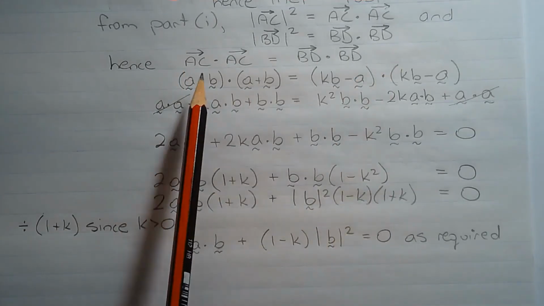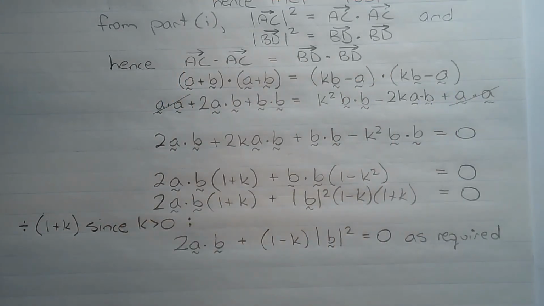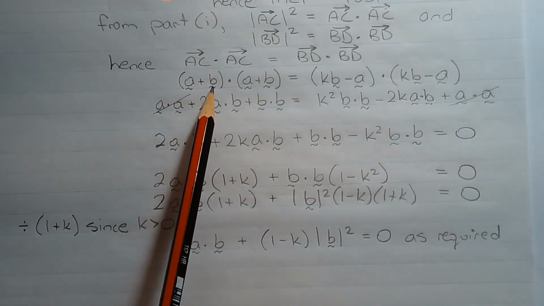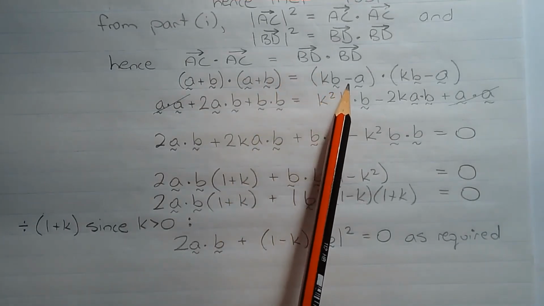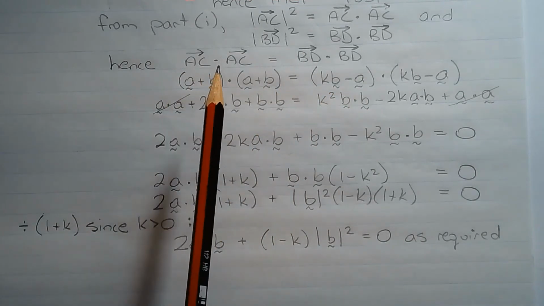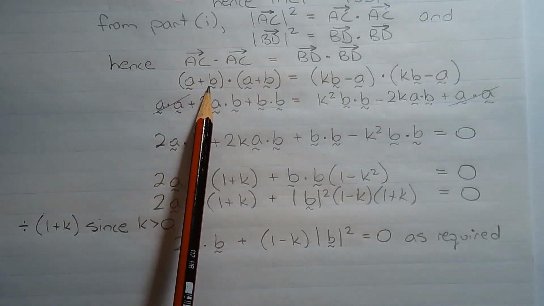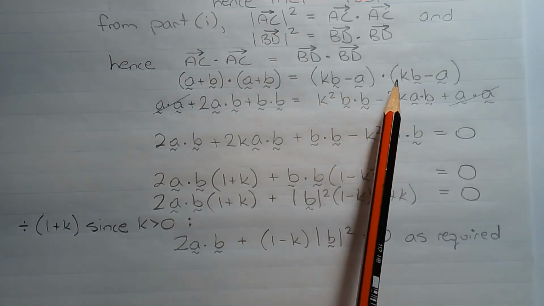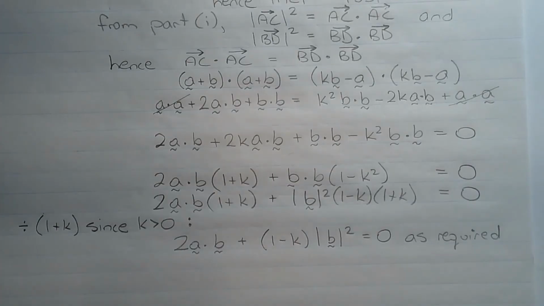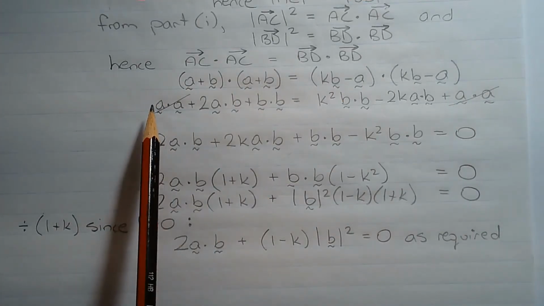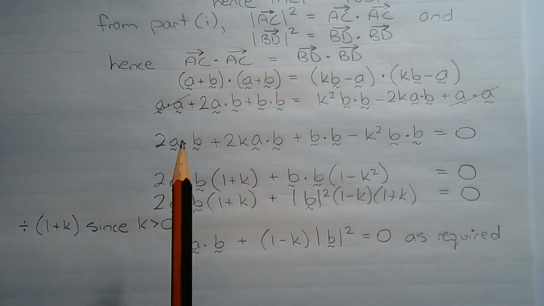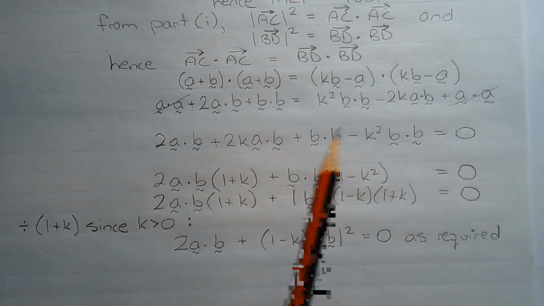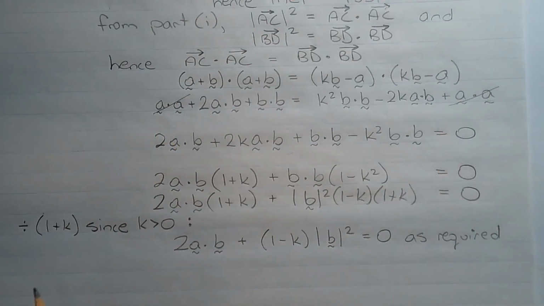And from this equation, we can form an alternative equation using the lowercase notation. So vector AC is vector a plus vector b, and vector BD is k times vector b minus vector a. So we have the dot product of vector a plus vector b and vector a plus vector b is equal to the dot product of k times vector b minus vector a and k times vector b minus vector a. Expanding the brackets, we have this equation. And you can see that the dot product of vector a and vector a appears on the left-hand side and on the right-hand side, and that can be cancelled.